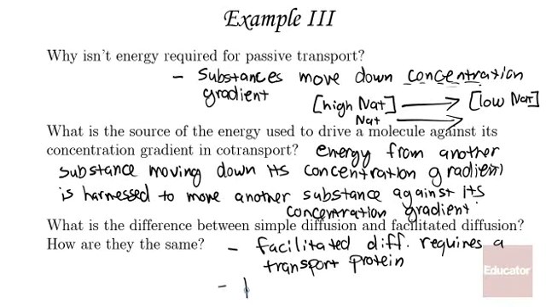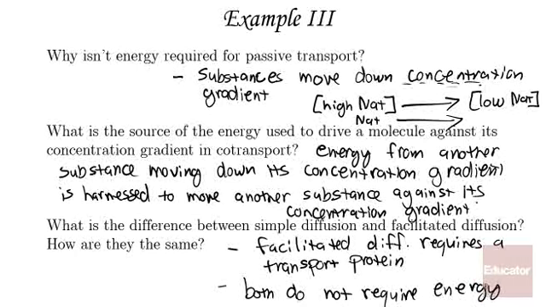Well, both do not require energy. In both facilitated and simple diffusion, substances are moving down their concentration gradients and they do not require the input of energy. The difference is that facilitated diffusion requires a transport protein.